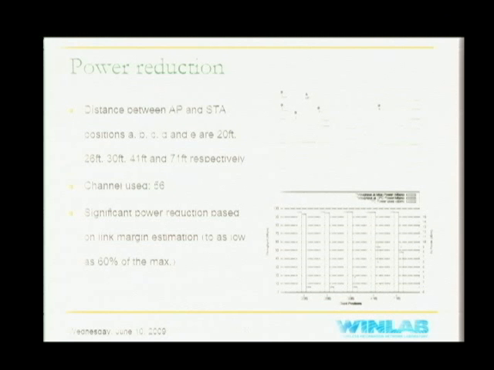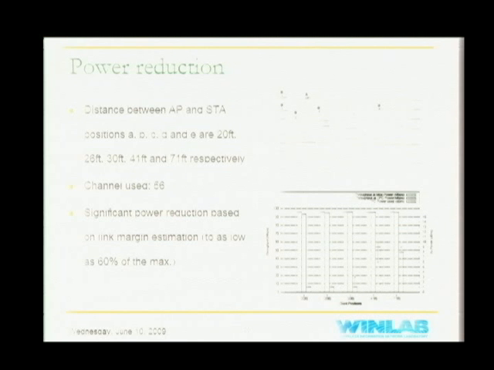So what was the middle bar? The gray bar? Oh, this is the throughput with transmit power control. The first bar represents the throughput without power control, which is the maximum transmit power. The second bar represents the throughput with transmit power control. And the third bar represents the actual transmit power used.